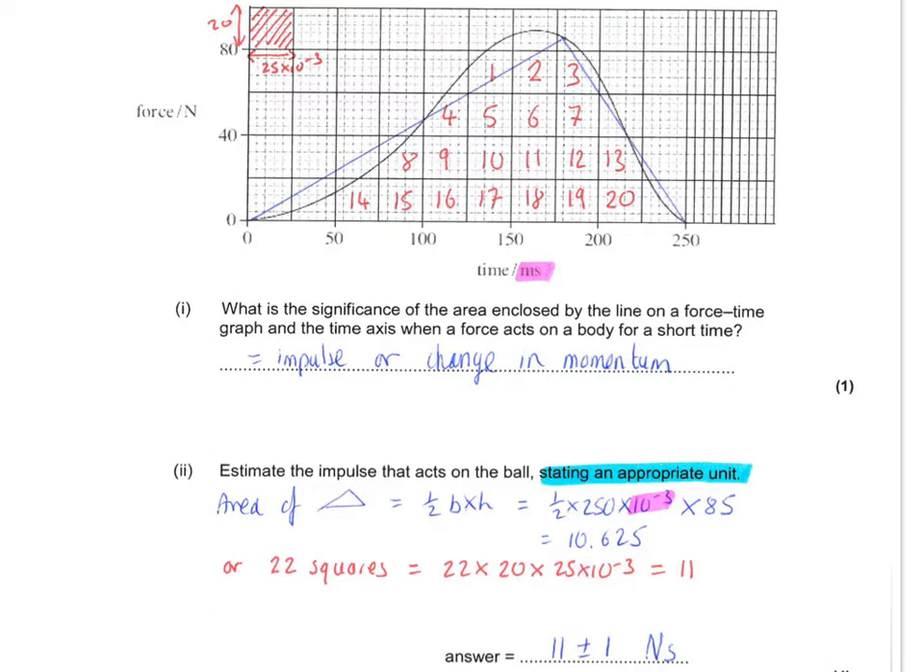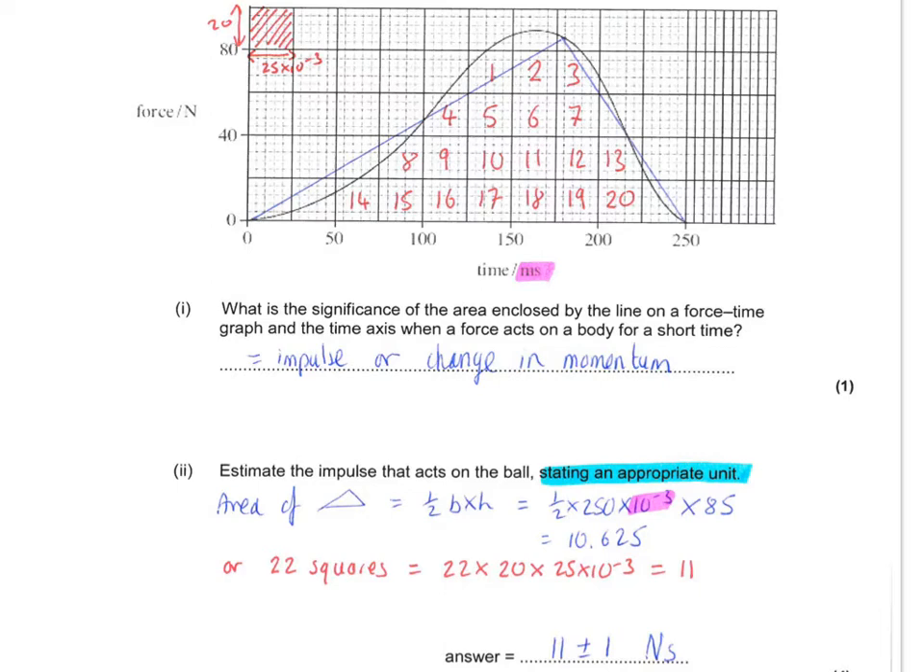So then it's just a matter of calculating the area of a triangle using the equation a half base times height. So we have a half multiplied by the base, which is 250 milliseconds. Notice you need to look at the axes to realise that you need the power times 10 to the minus 3. The height of the triangle that I have drawn corresponds to 85 newtons. That gives us a final answer of 10.625.